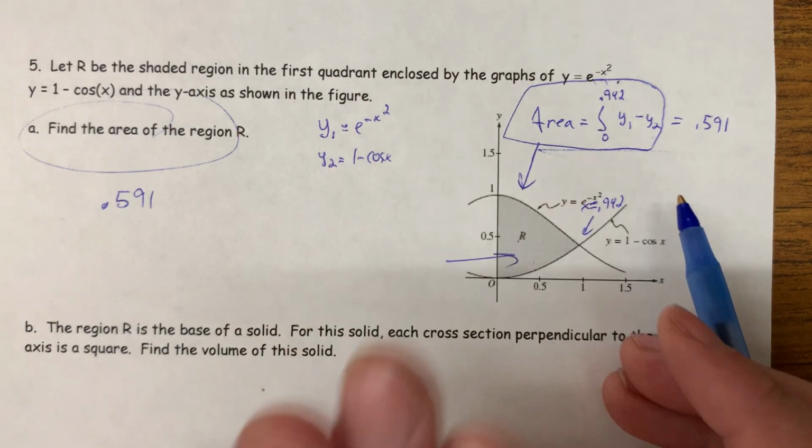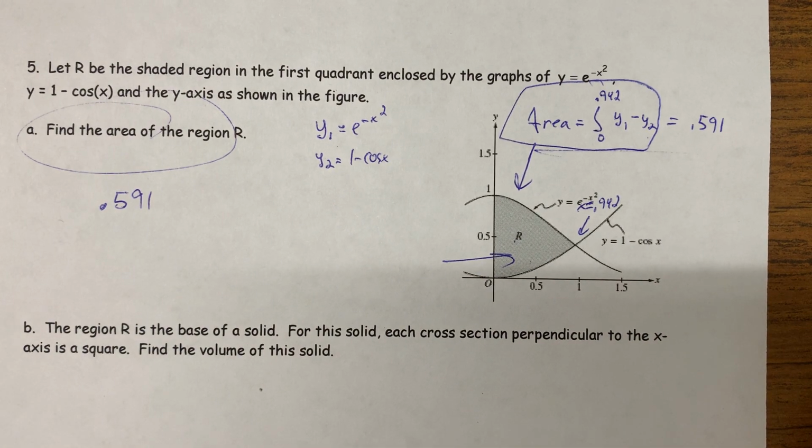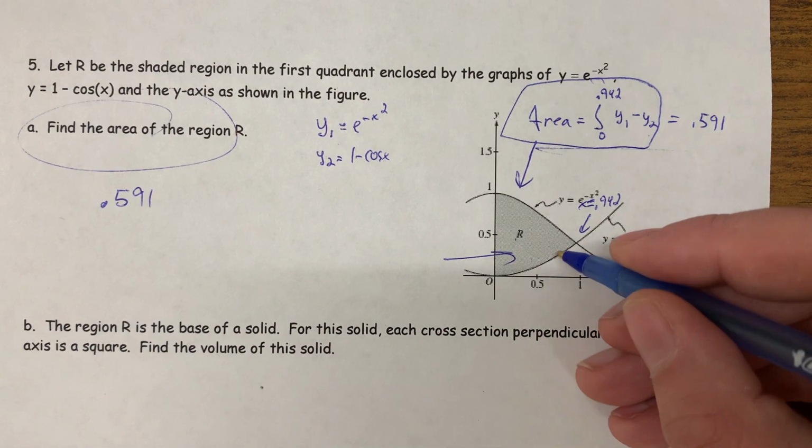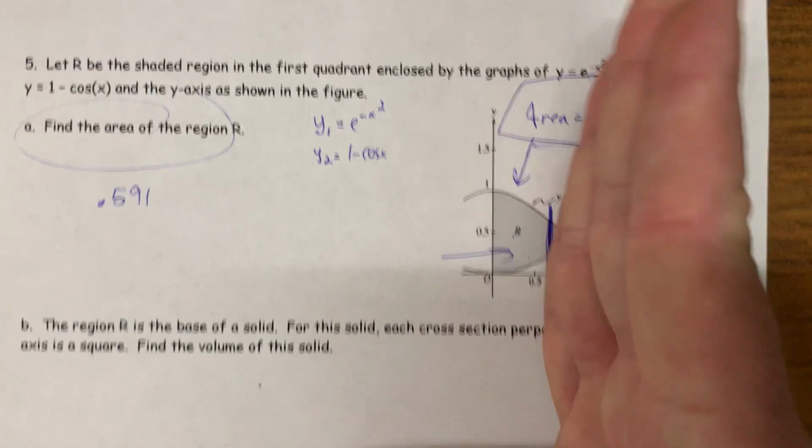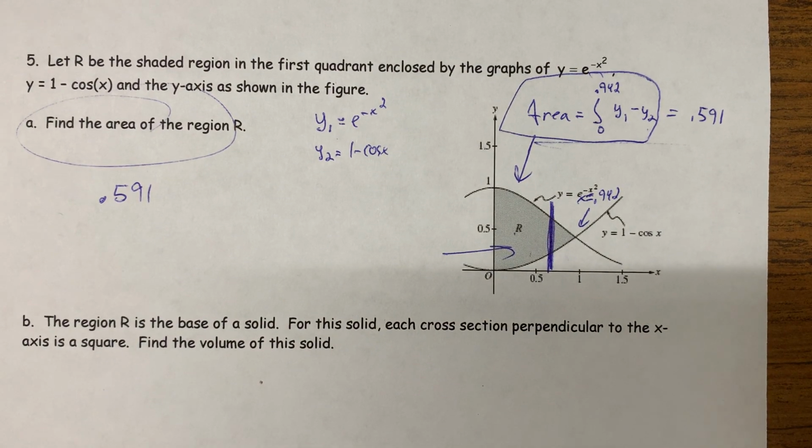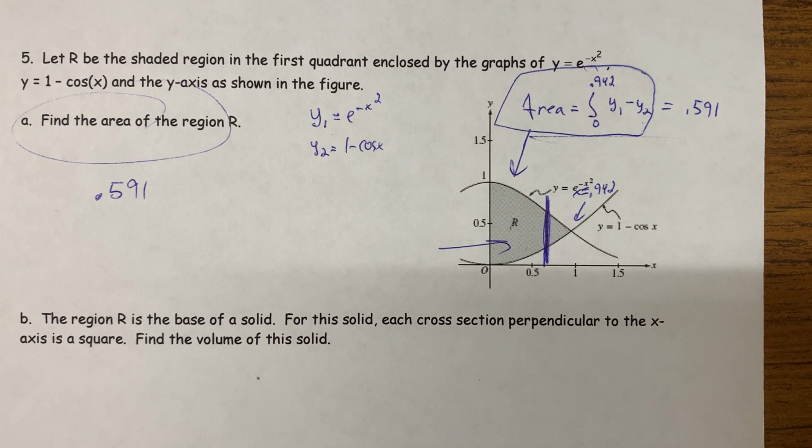Now, the region R is the base of a solid. There's a 3D figure sticking out of the page. For this solid, each cross-section, when you cut it perpendicular to the x-axis, is a square. Find the volume of this solid. Okay, try it on your own.